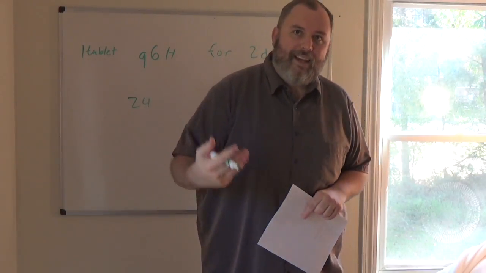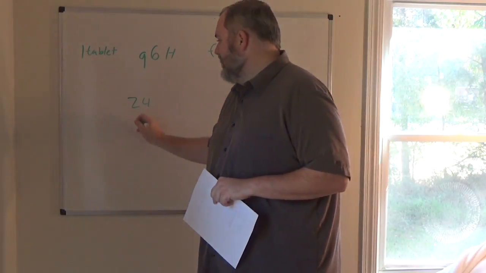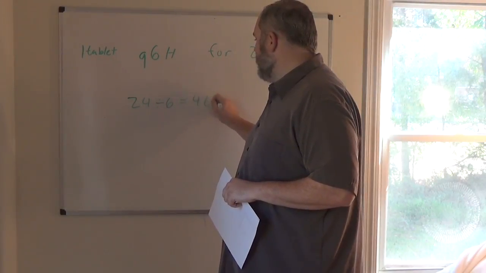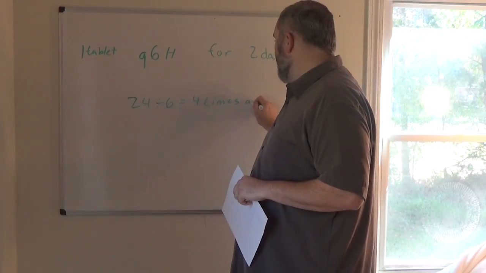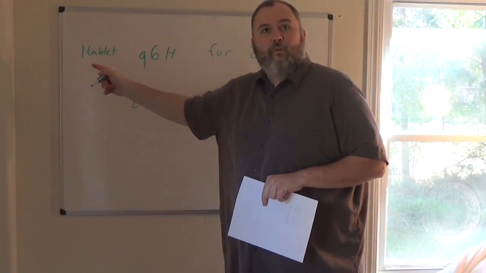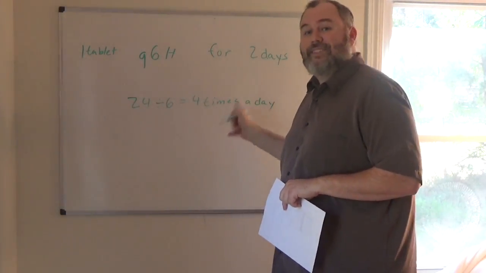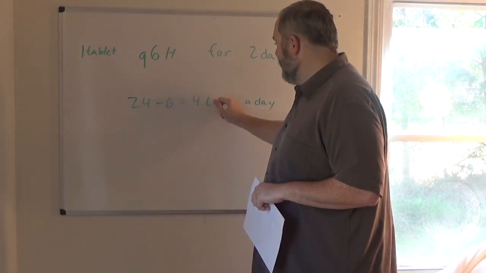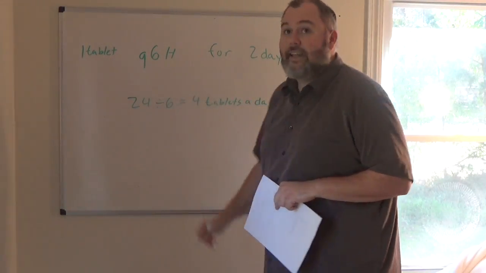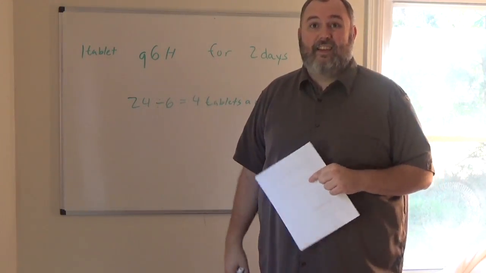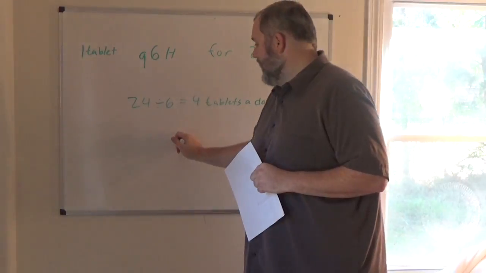And if you're doing it every 6, you can simply say 24 divided by 6 gives you 4 times a day. So that one person is getting a tablet 4 times a day. That means he's getting 4 tablets a day. Well, what's the question? We want to know 2 days. Well, that's easy enough. 4 times 2, what's that give me?